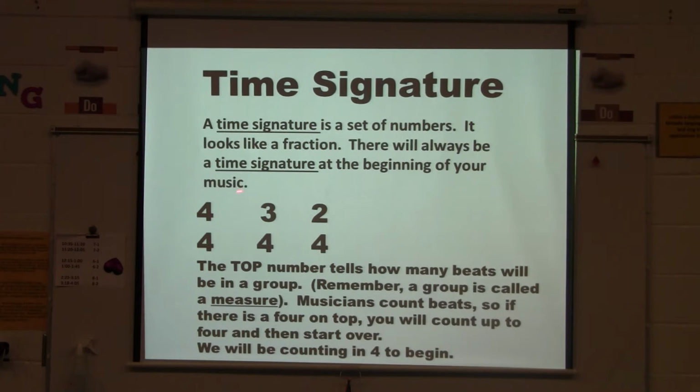The top number in the time signature tells you how many beats will be in each group. Remember, musicians call a group a measure. Musicians count beats using numbers, so if there's a 4 on the top, that tells us to count up to 4 and then start over. We will be counting in 4 to begin with because 4/4 is the most common time signature. It's actually even referred to as common time.